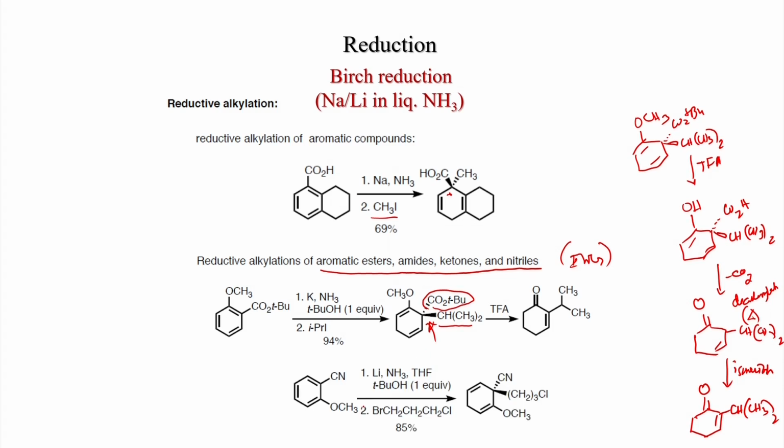Also, if you have a cyano and a methoxy substituent in the compound, with treatment of lithium, ammonia, THF and tertiary butanol, one equivalent, and after that, if you treat with 1-bromo-3-chloropropane, then you get this compound. Here this is the electron withdrawing group, so the substitution will happen on the electron withdrawing group, and since bromine is a good leaving group compared to chlorine, you get the bromine elimination, the substitution happens at this carbon atom and you get this product with a chloro substituent.